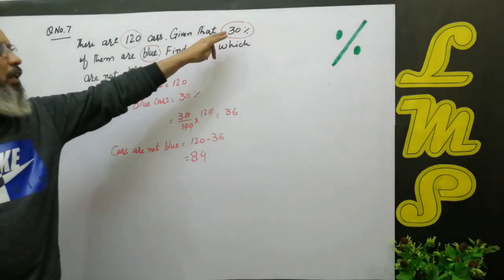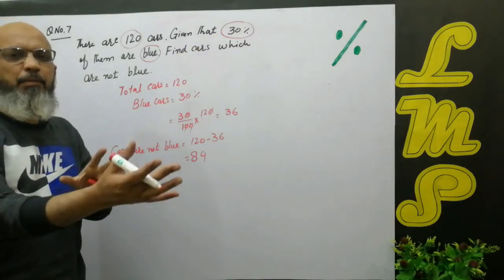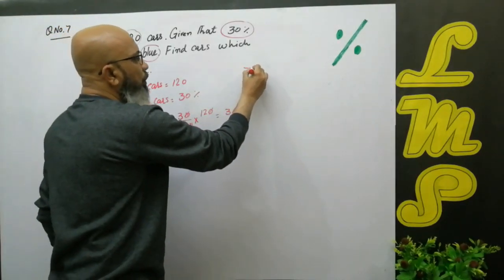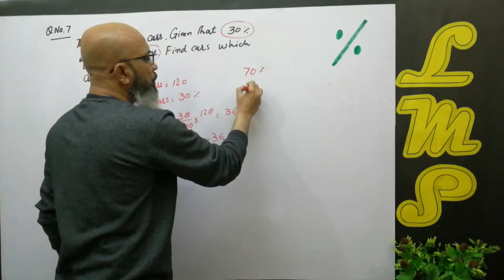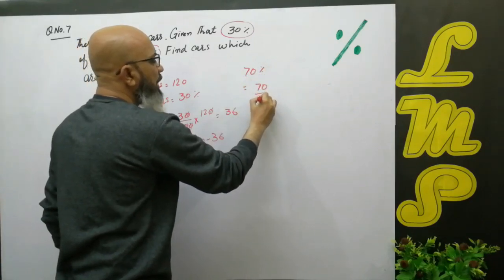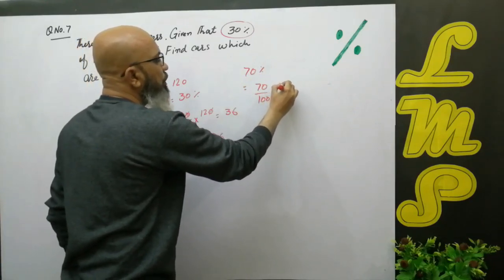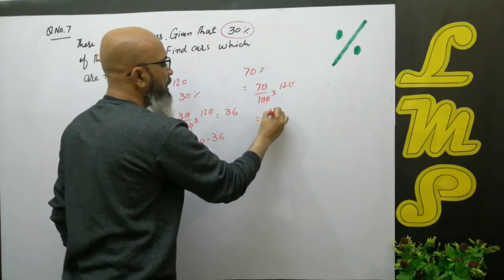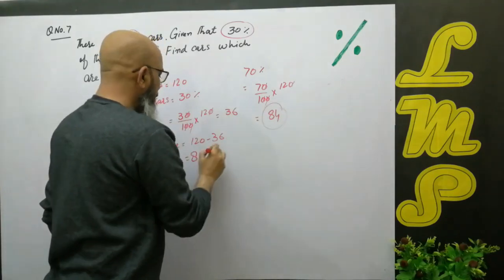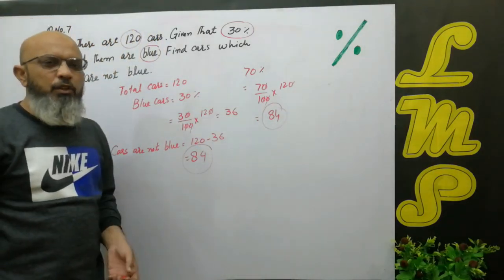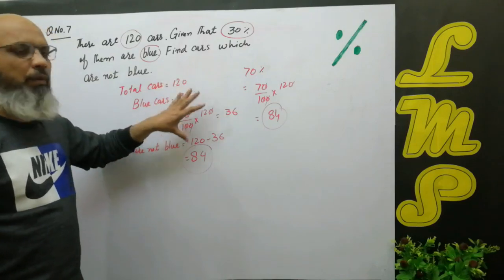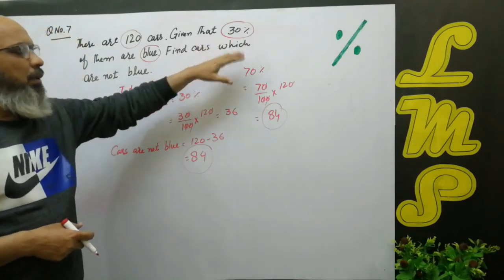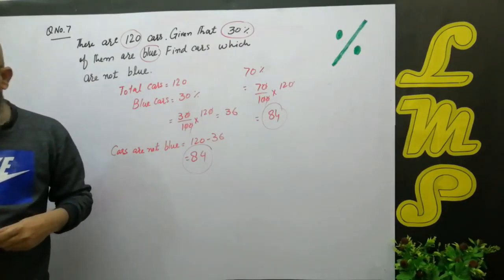The other way is that 30% are blue cars. So it means 70% are not blue cars. So we can solve it. Not blue cars are 70%. So when you remove this sign, 70 over 100 into 120. 0 cuts, 0 cuts, and 12 sevens are 84. So in both cases we have the same answer. So it's up to you which method you find easy. So adopt that, right? So come to the next topic now.